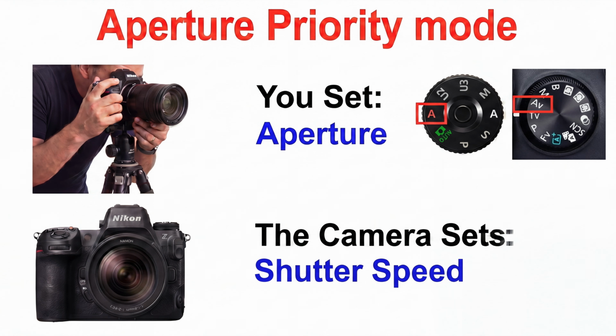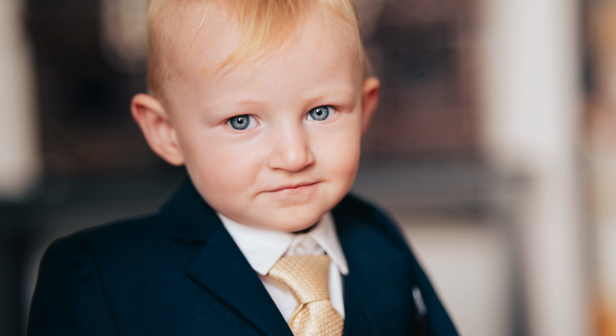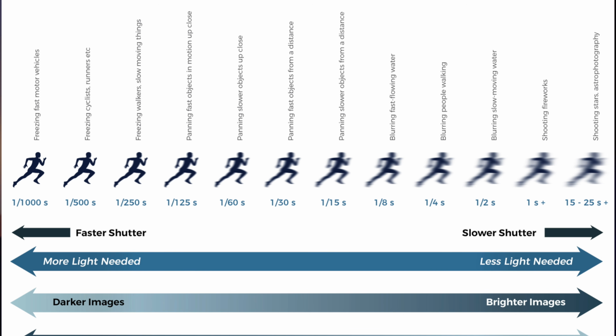In aperture priority mode, I get to control the aperture and I allow the camera then to decide how to correctly expose the scene using the shutter speed. Choosing the aperture for portraiture is really important, but most of the time the shutter speed is not so important. This is because most of my portraits are done with people either stationary or slowly walking.